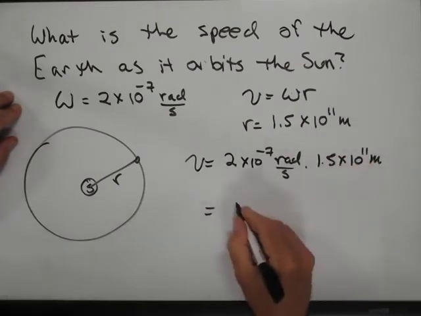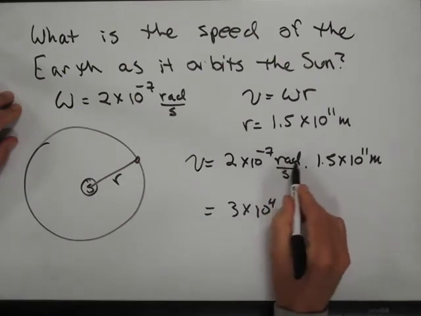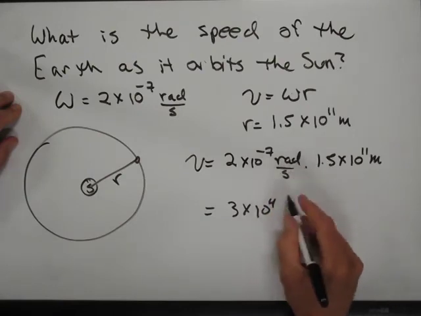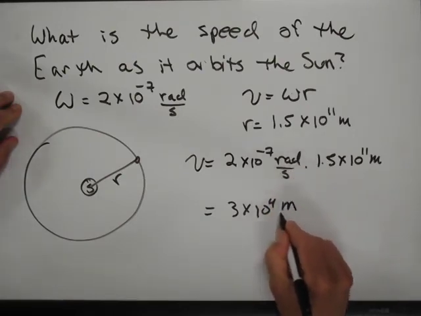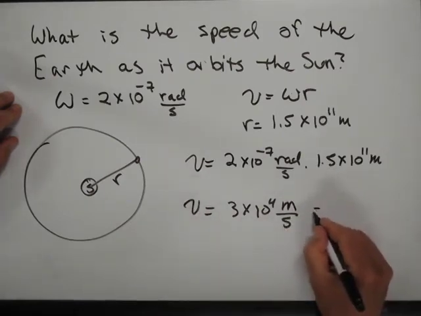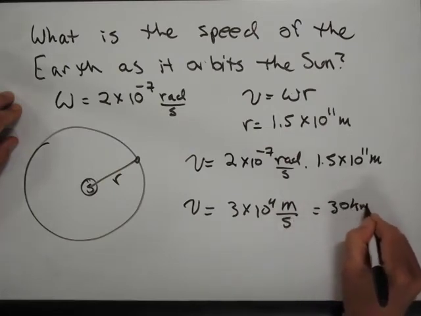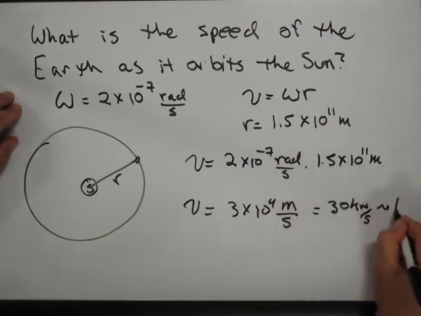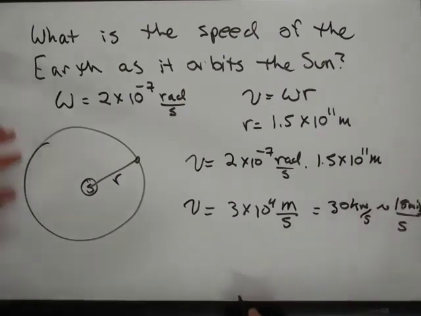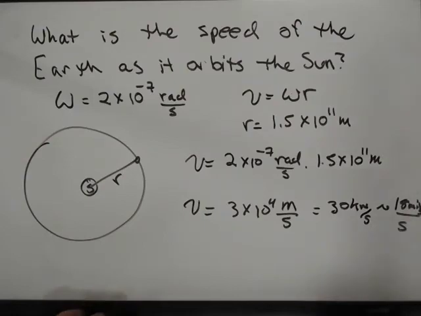And that gives us 3 times 10 to the 4th. Remember, we said radians is really not a unit, it's dimensionless, so I just end up with meters per second, which is what I want for a velocity. And so this is 30,000 meters per second, or 30 kilometers per second, or roughly 18 miles per second. That's a pretty fast velocity, 18 miles a second.